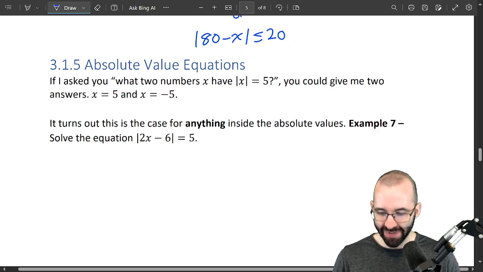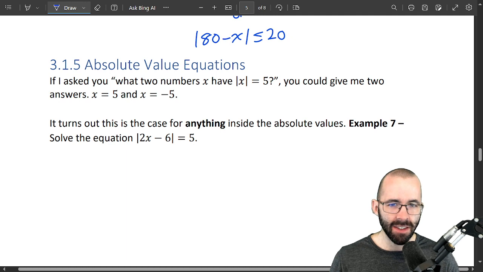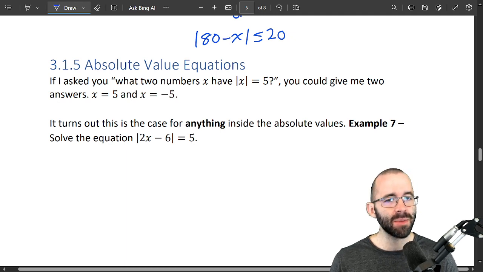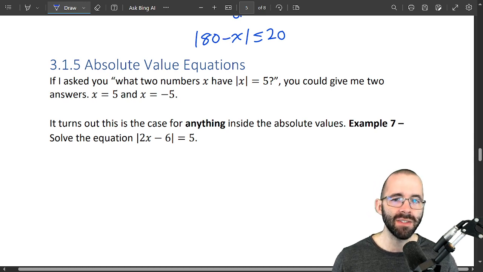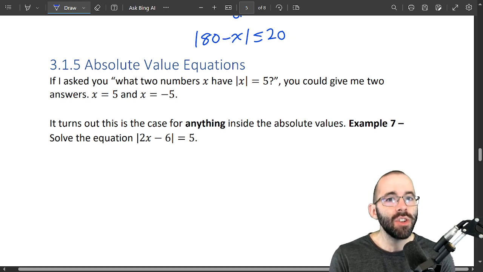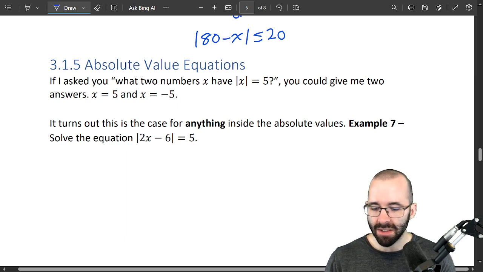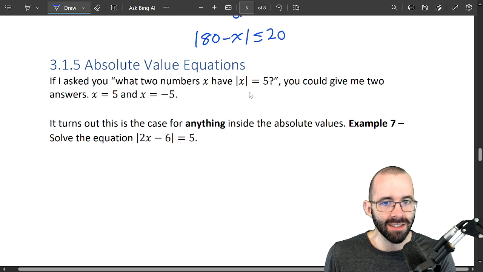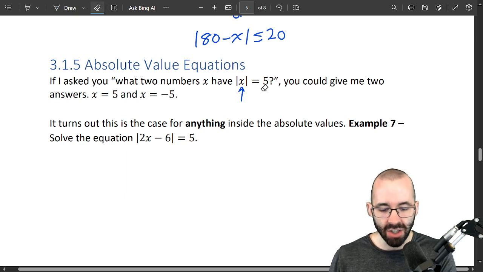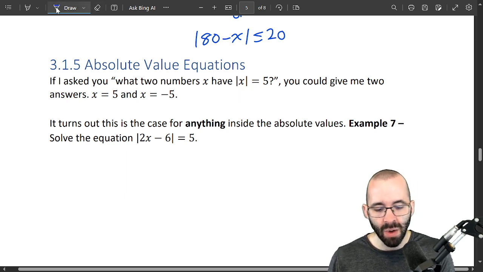Let's get into it. So, if I asked you, what two numbers have an absolute value of 5? Well, absolute value just makes something positive, so 5 could work, of course, and negative 5 would also work. There are two numbers that make the absolute value be 5. It turns out that we can generalize this. We can have any sort of garbage in here, and we can use the same exact logic. And that's what we're going to do for these absolute value equations.